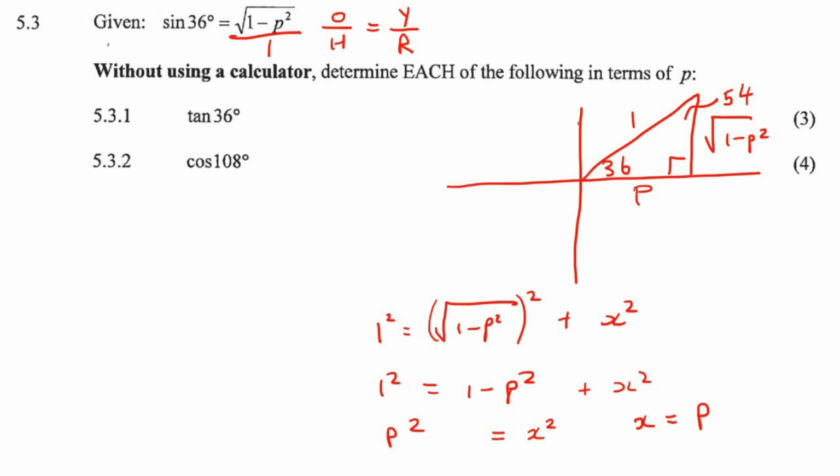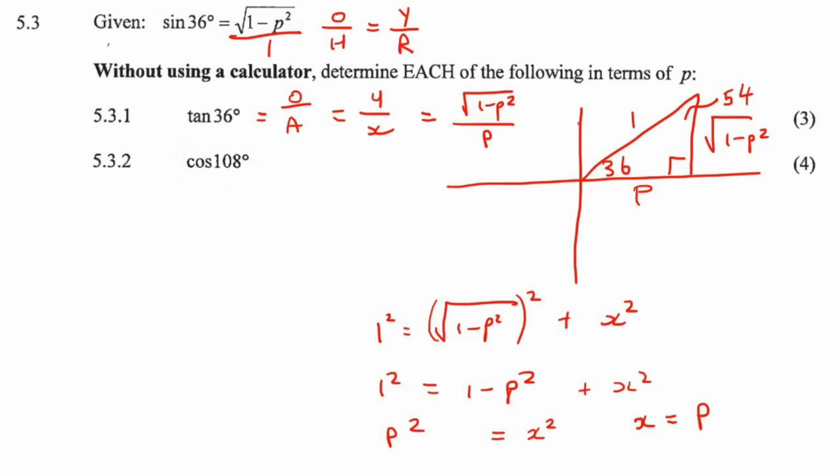Now that we have the triangle, we can go and answer their questions. Their first question is tan 36. So we go to the 36 and we use tan, which is opposite over adjacent, or if you prefer, y over x. And so that's going to end up being opposite over adjacent, and that's going to be the answer, just like that.